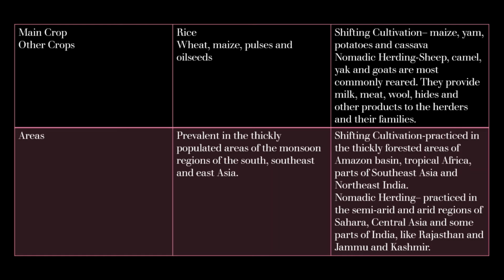Intensive subsistence agriculture is prevalent in the thickly populated areas of the monsoon regions of South, Southeast and East Asia. Shifting cultivation is practiced in the thickly forested areas of the Amazon basin, tropical Africa, parts of Southeast Asia and Northeast India. Nomadic herding is practiced in the semi-arid and arid regions of Sahara, Central Asia and some parts of India like Rajasthan and Jammu and Kashmir.